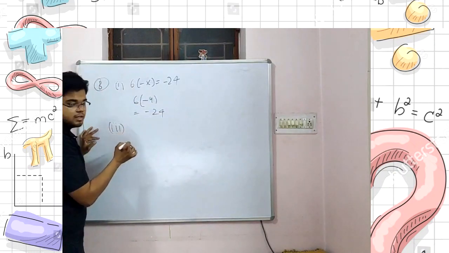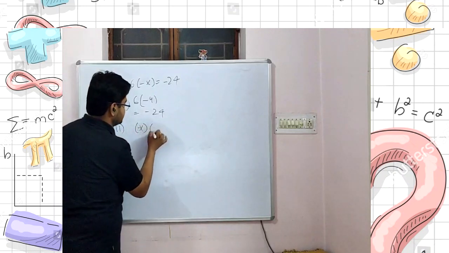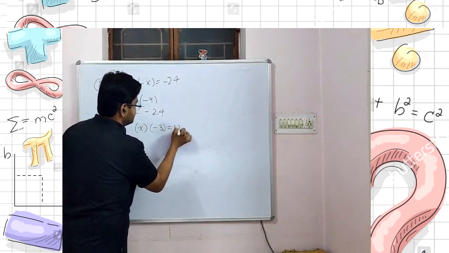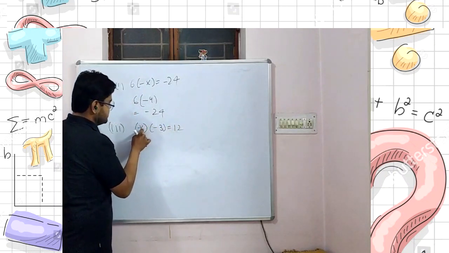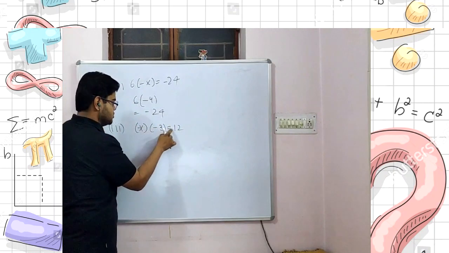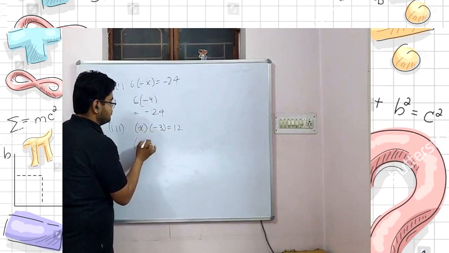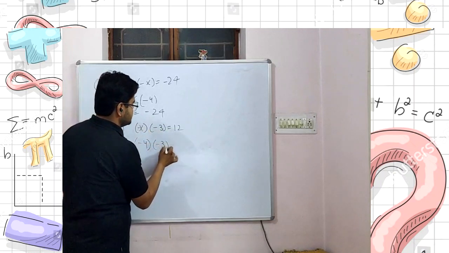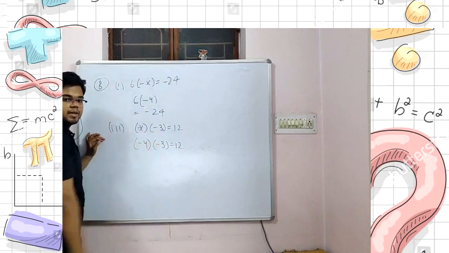Children, we can look into the third part. What do we have here? Minus of x into minus 3 equals 12. So children, here we have 12, which is positive. So here minus minus will become positive, okay. But what do we have to put here? We have to put 4. So minus 4 into minus 3 will become 12. 4 into 3 is 12. Minus minus will become plus.